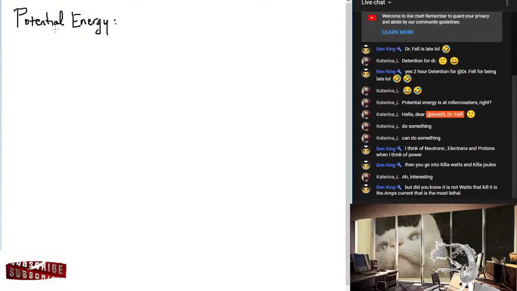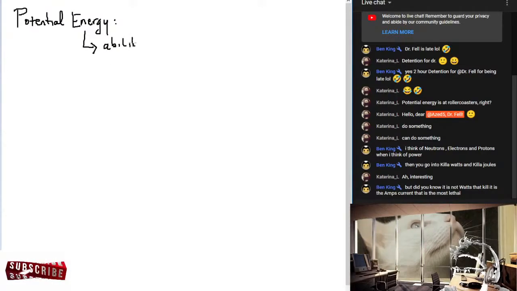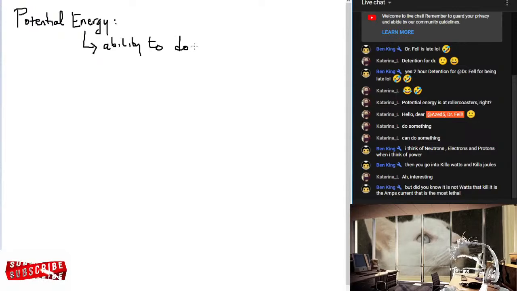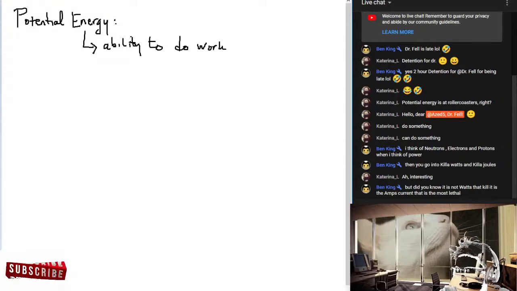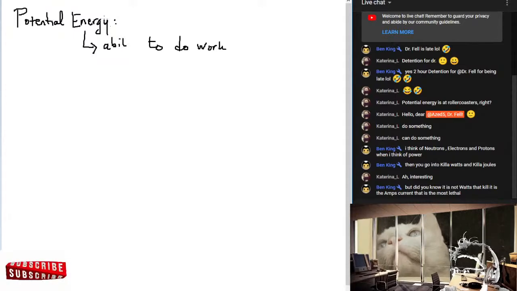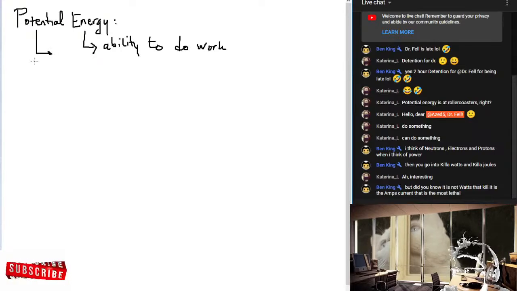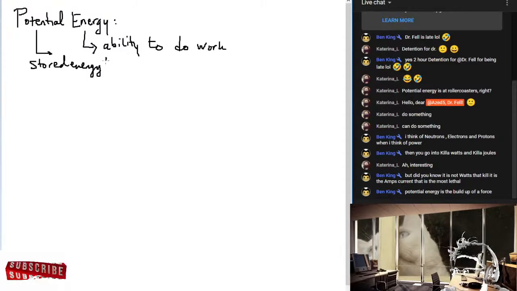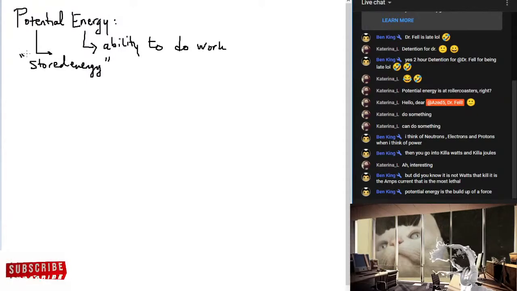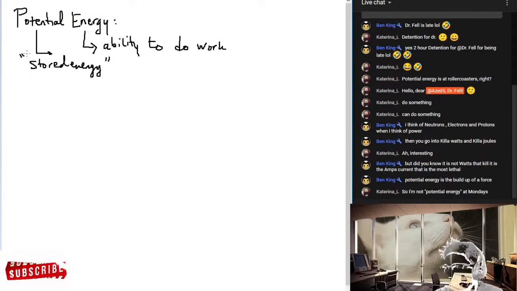Okay, so when you talk about energy, energy is the ability to do work. Handwriting is garbage. Potential is stored energy. So somehow we're able to take energy and store it somehow.